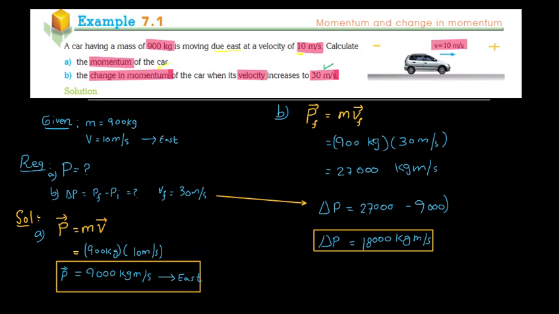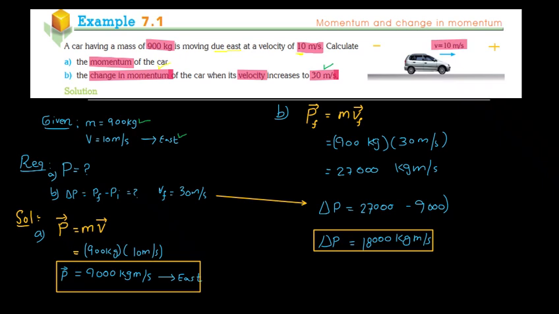The mass is equal to 900 kilogram and the velocity is 10 meter per second. And don't forget, velocity is a vector quantity, so here the direction is given, that is toward east, which specifies that this is a vector. It must have some direction, and direction is given, right?